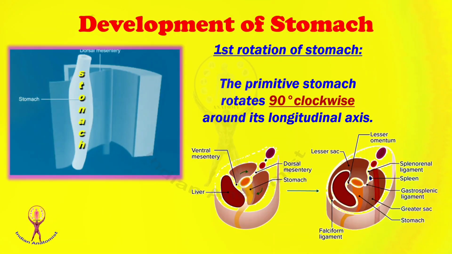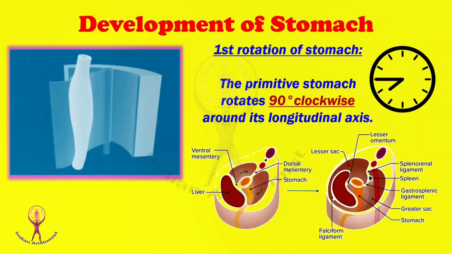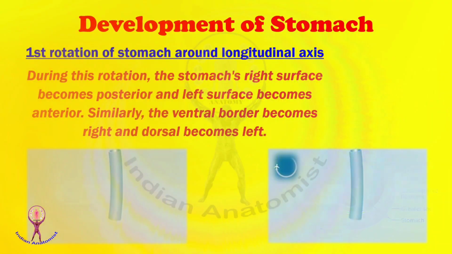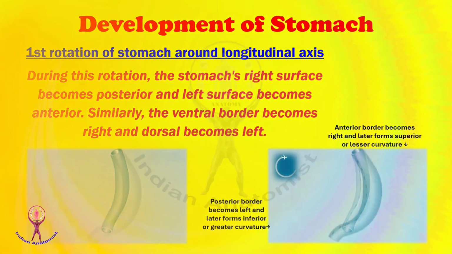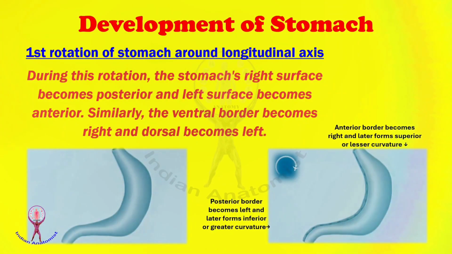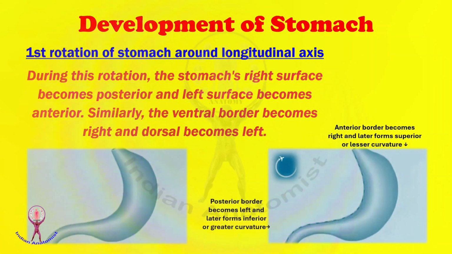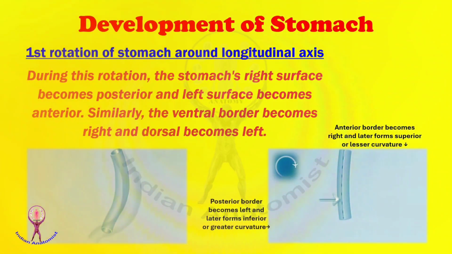Coming to the first stomach rotation, the primitive stomach rotates 90 degrees clockwise around its longitudinal axis. During this rotation, the stomach's original right surface becomes posterior, and the original left surface becomes anterior. Similarly, the ventral border becomes right, and the dorsal becomes left. Please see the animated illustration given below.